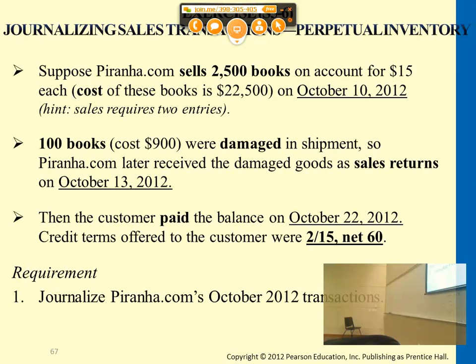Then the customer pays the balance overall later when it reaches October 22nd. There's a credit term that you offered to this customer earlier, so you have to determine whether this transaction is within the discount period. Try to journalize this transaction on sales returns, and also finally the amount you're collecting from your customer. There should be 5 entries here. First one relates to 2, second 2, third one 1.